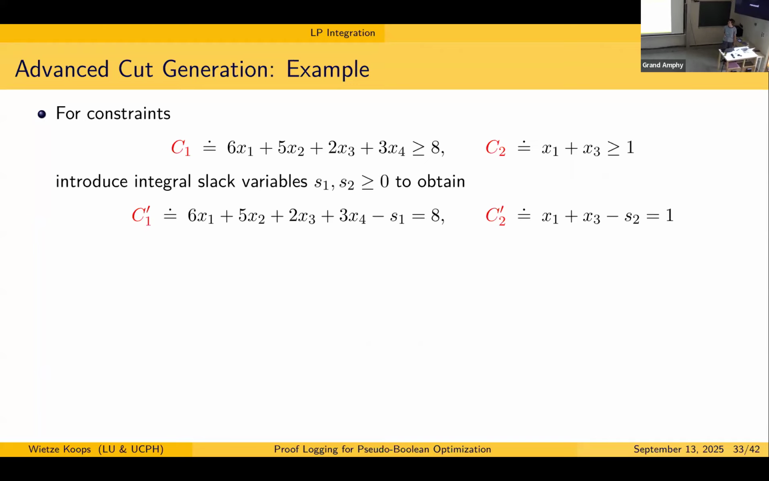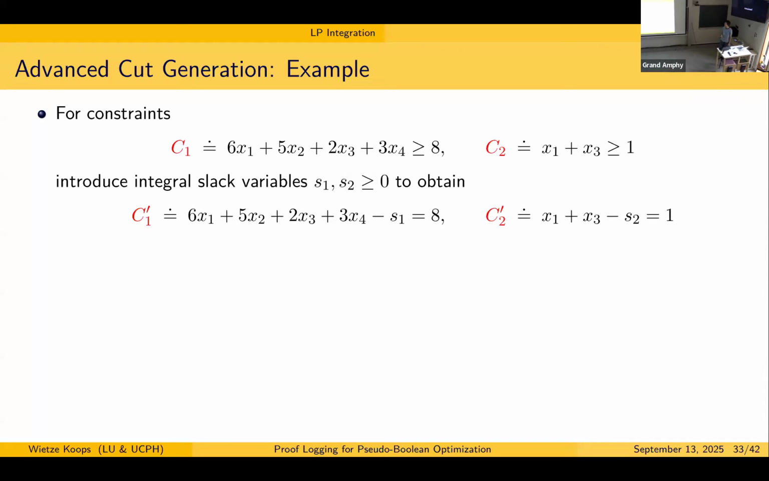Another interesting thing that's happening in the solver is that to explain the reasoning of the solver in the most natural way, we would introduce integral slack variables in our constraint. Let's say that we have this constraint C1. Instead of saying that the sum is at least 8, I'm saying that there exists a non-negative integer S1, that if I subtract it from the sum, from 6x1 plus 5x2 plus 2x3 plus 3x4, then it is equal to 8. So S1 is sort of counting the slack in this constraint.